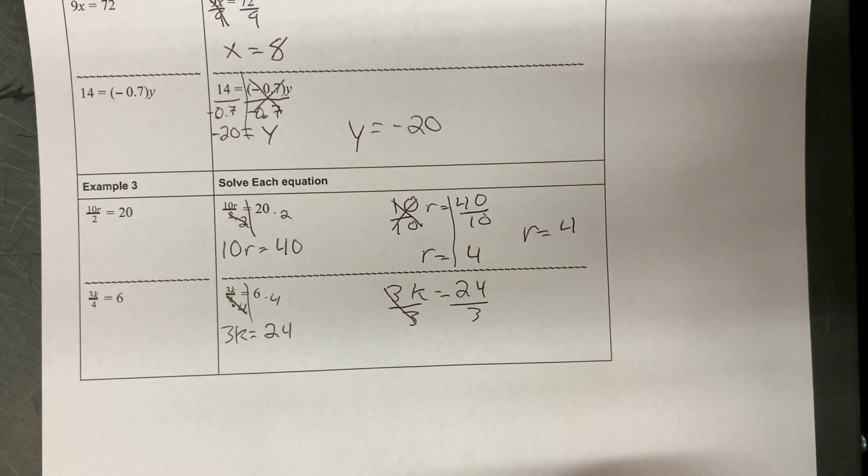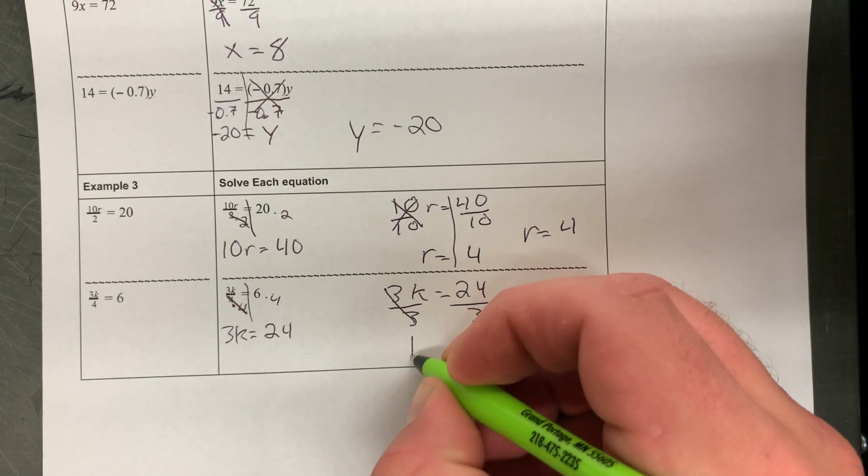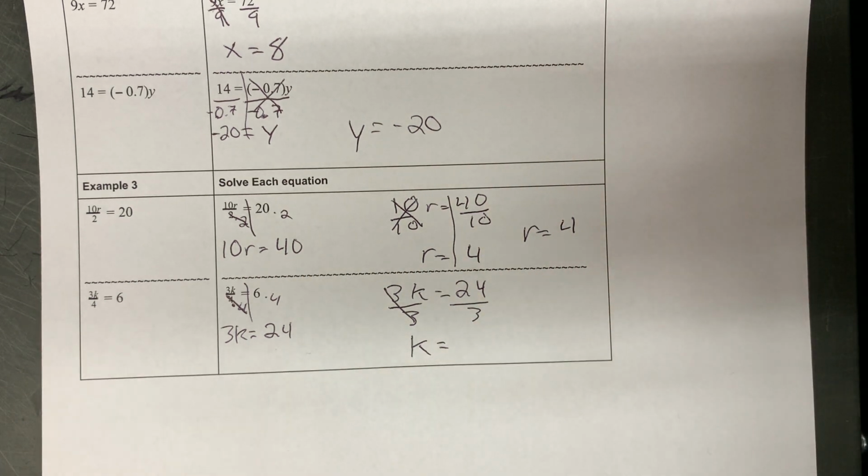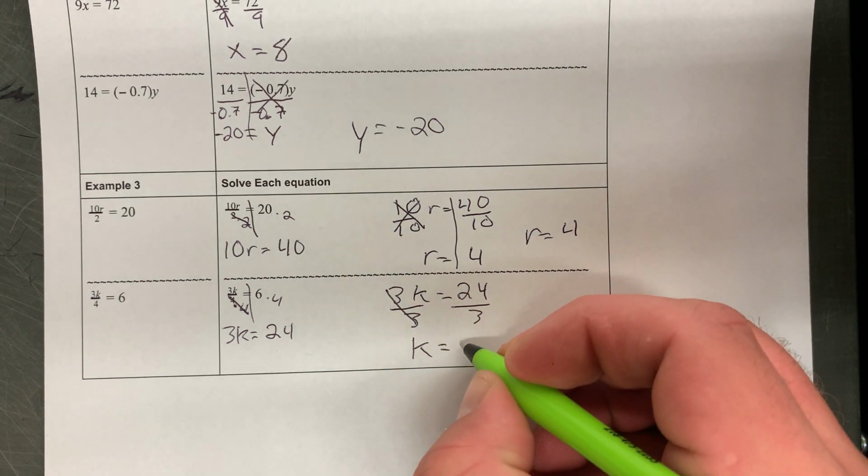That cancels this out because I had 3 times k equals 24. The opposite of multiplication is division. So k equals 24 divided by 3. I know that 3 times 8 gives me 24, so 24 divided by 3 is going to give me 8.